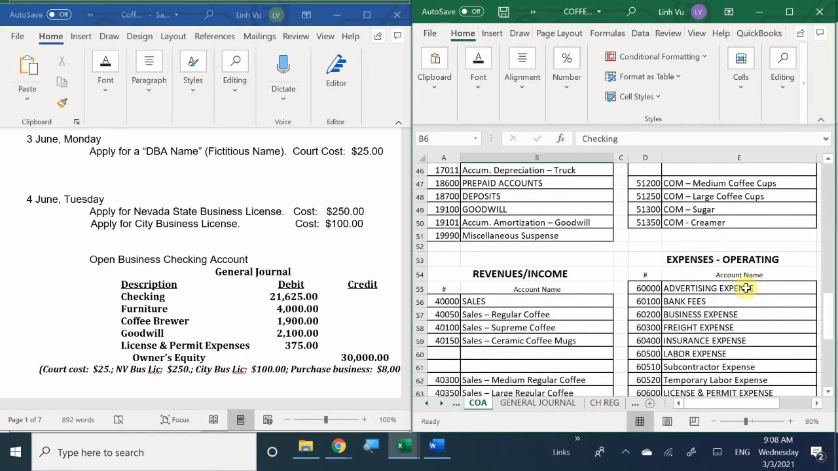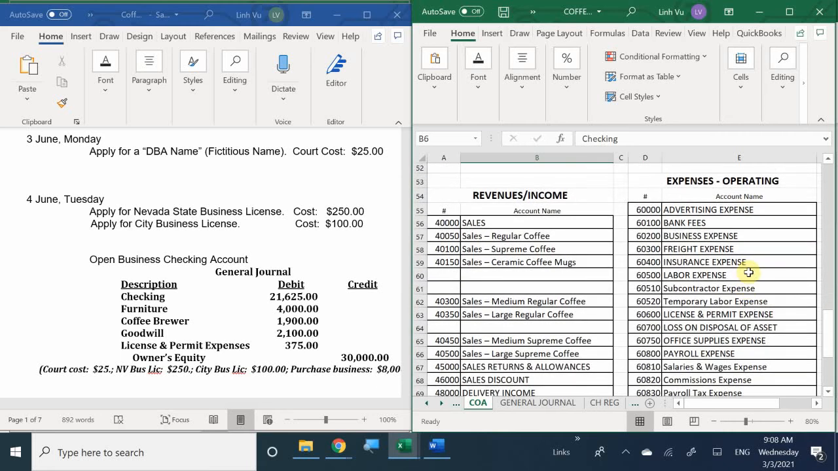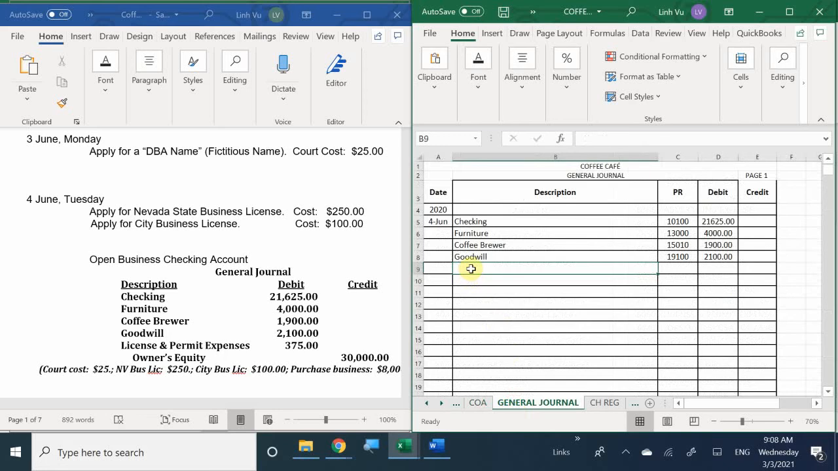6,600. Let me see. 66. I'm so sorry, guys. 6,600. Good. So let's go ahead and put it in here exactly how you see it in the chart of accounts. License and permit expense for 6,600. And in what grand total is that amount?